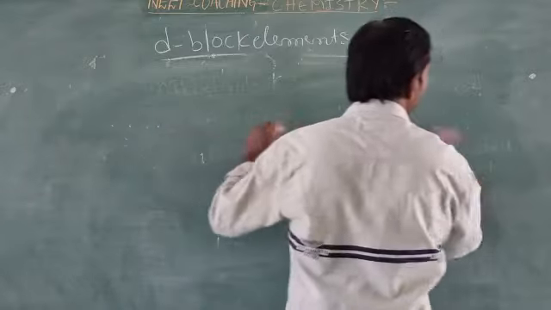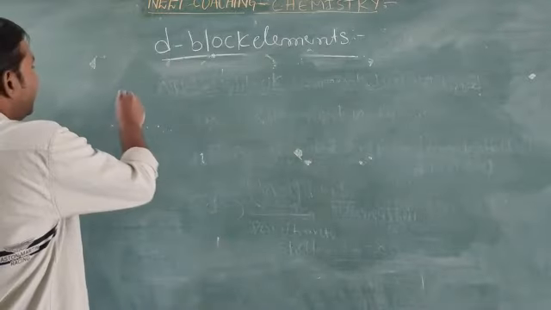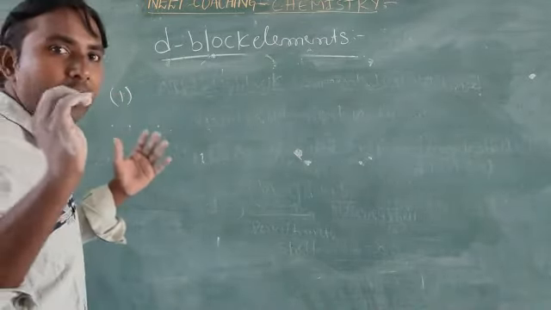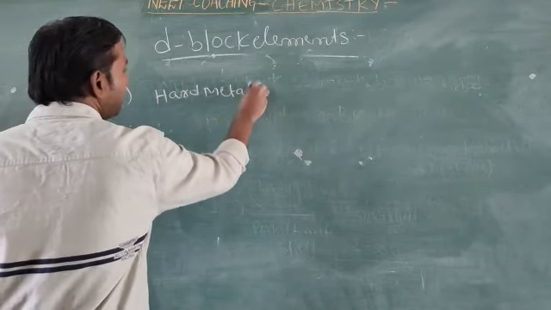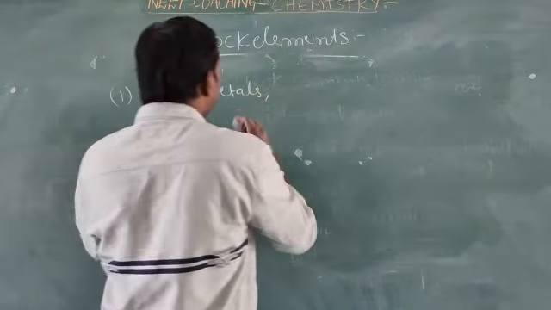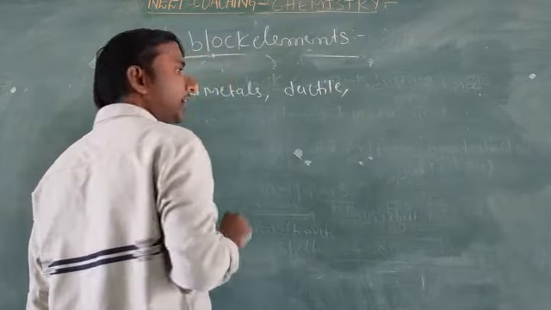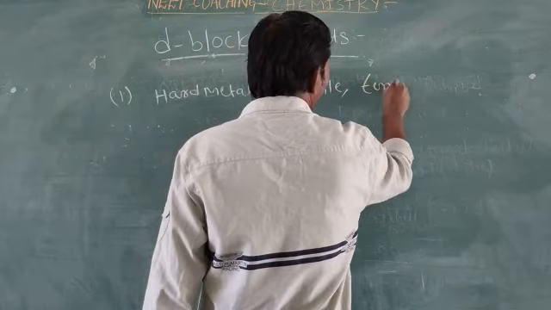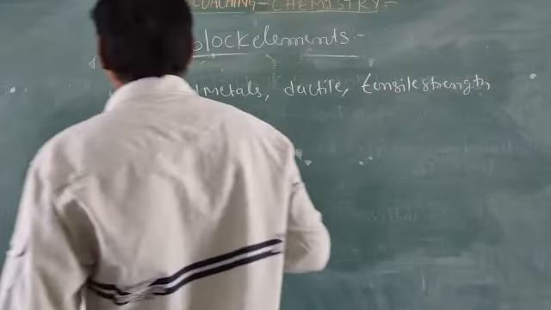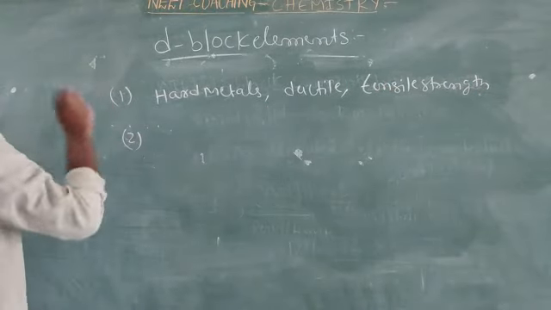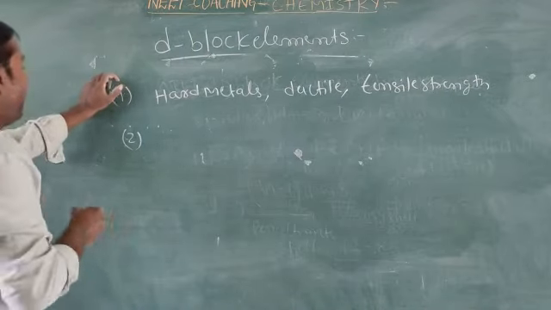What are the different properties in d block elements? First one, d block elements are hard metals, having different characters, that is ductile nature, tensile strength. Next one, d block elements exhibit variable oxidation states.